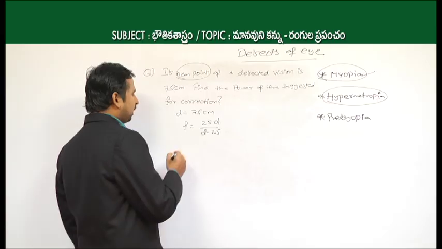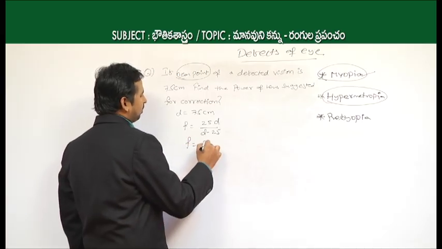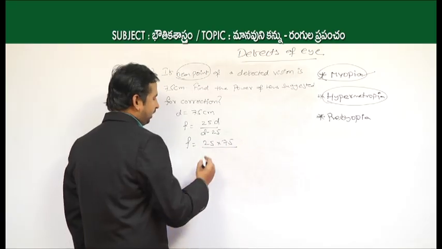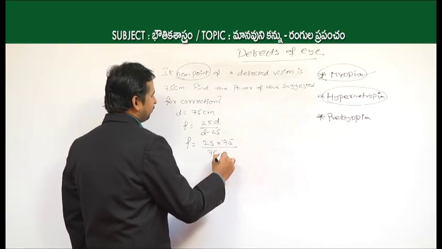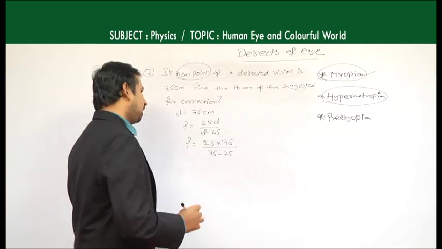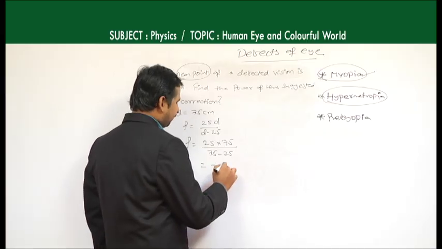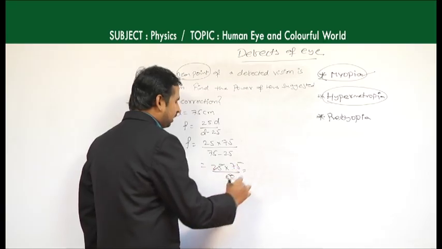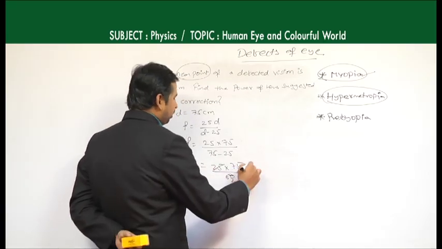Then the suggested focal length is f = 25 × 75 / (75 - 25). So it becomes 25 × 75 / 50, and we get f = 75/2.